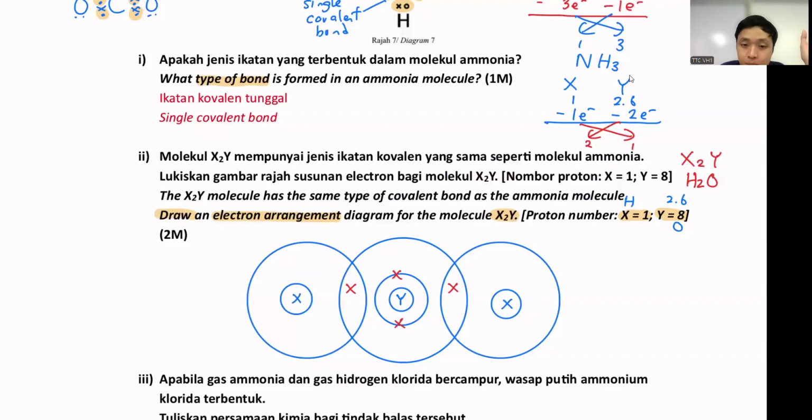One here, one here. And the rest, you still got, after 6, right? After share 2, right? You still got 2.4 outside. So you still got 4 outside.